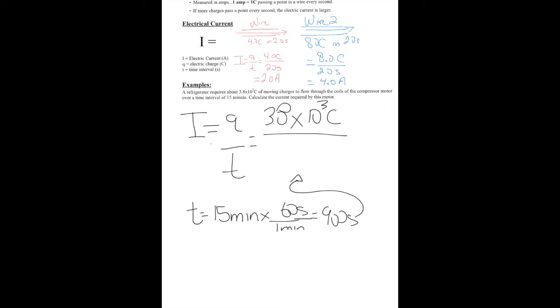So in the question here, a refrigerator requires 3.8 times 10 to the power 3 coulombs of moving charge to flow through the coil of a compressor motor over a time of 15 minutes. Calculate the current required by this motor. Okay, so the formula is I, which is current, equal to Q, the coulombs, divided by time. The time is 15 minutes. The conversion is 60 seconds per 1 minute. Minutes cancel off, and you're left with seconds. This is 900 seconds, which means you end up with 4.2 amps repeating.